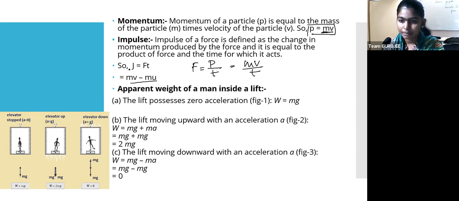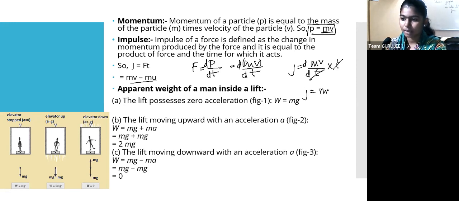So in the case of impulse, if I am substituting this, J is equal to F into t, so mv by t into t will be coming. When I substitute this force value here, then the t will get cancelled. This is all change in momentum, so d and dt will be coming everywhere, which I didn't write. So the change in momentum, J, is nothing but mv minus mv. Clear?